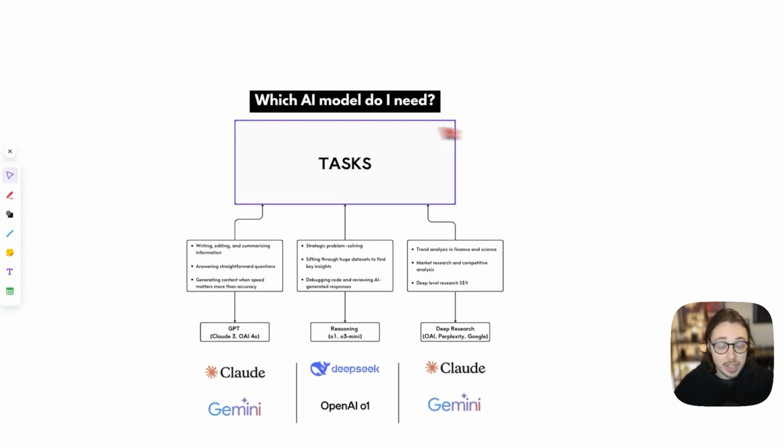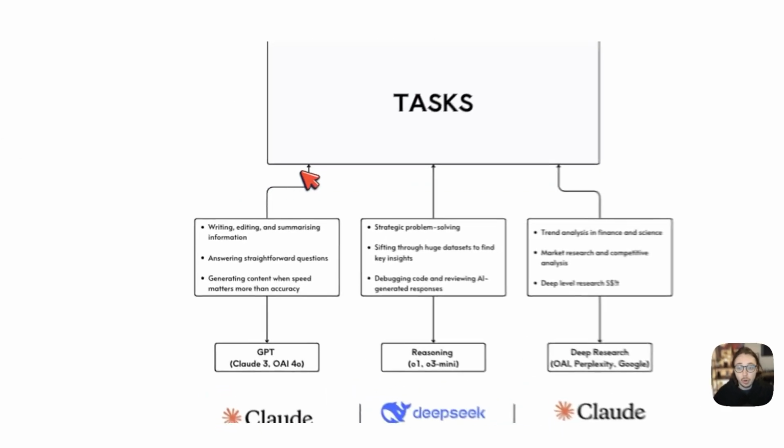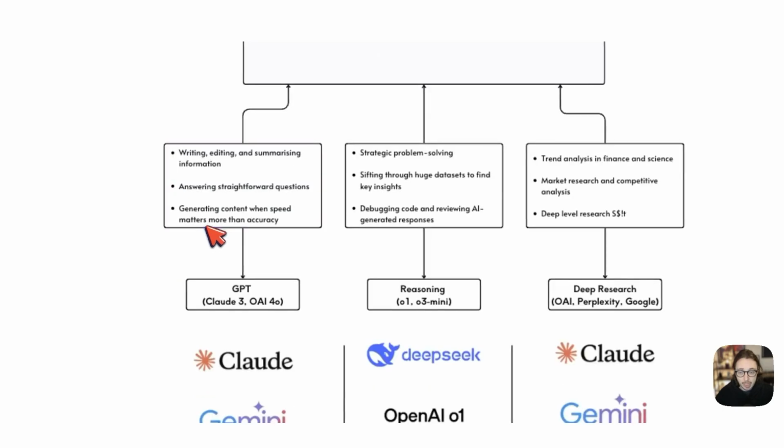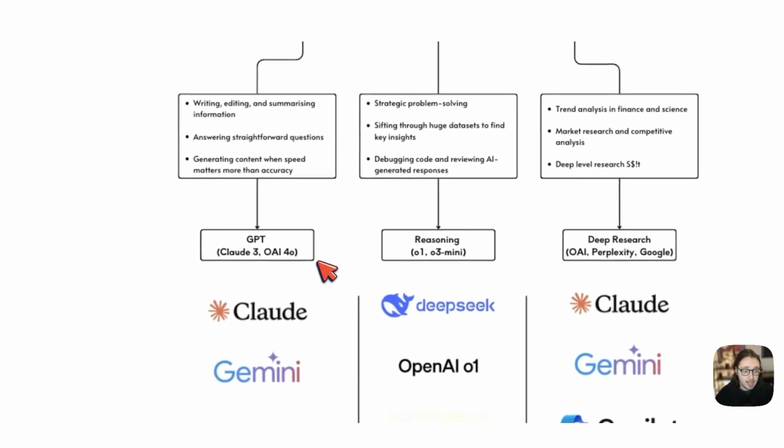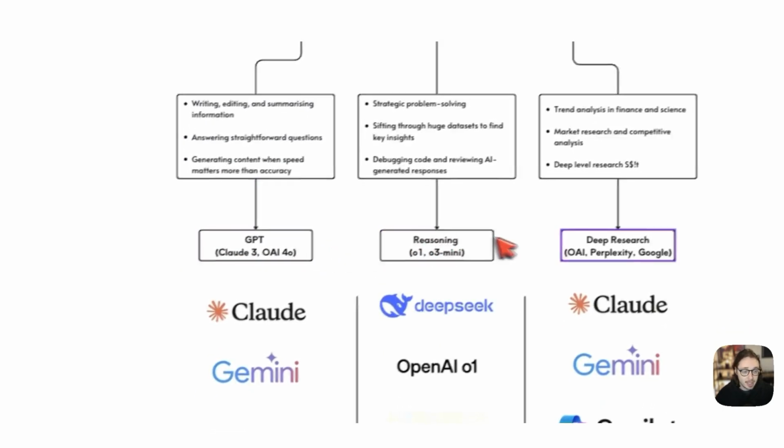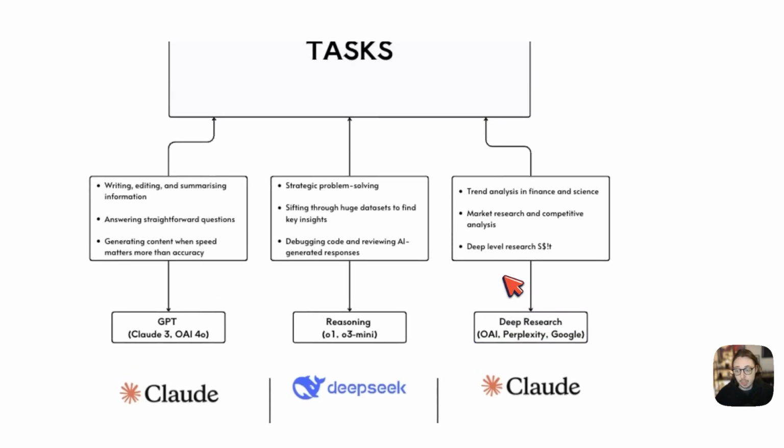So which AI model do you need? Look at your tasks, and based on your tasks, pick your model, and then you can merge these together based on what you are trying to achieve.